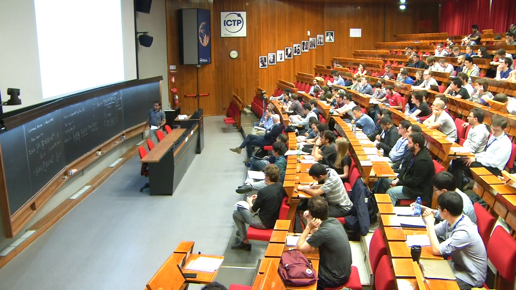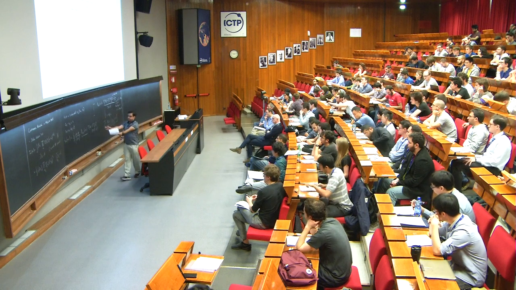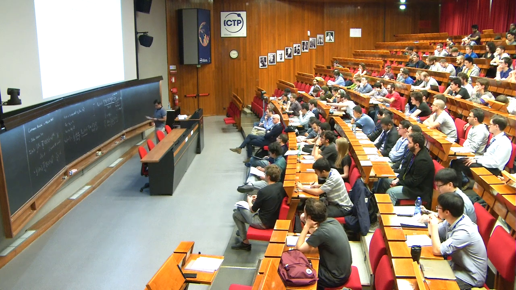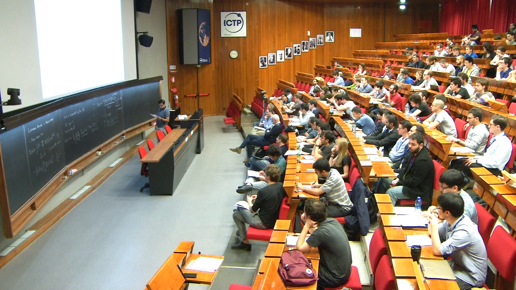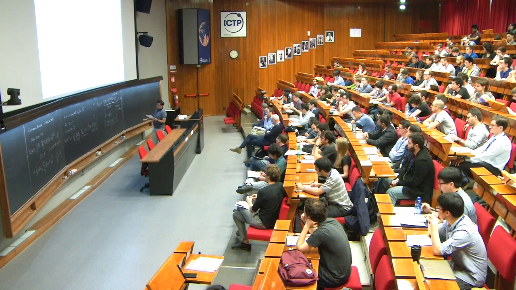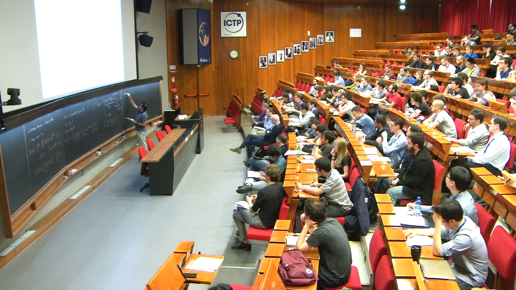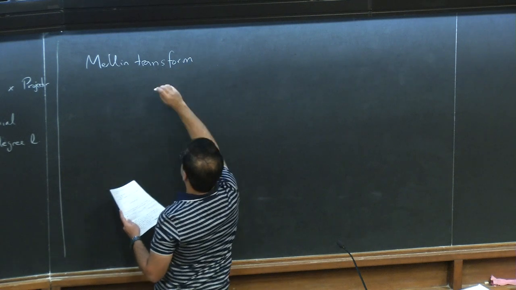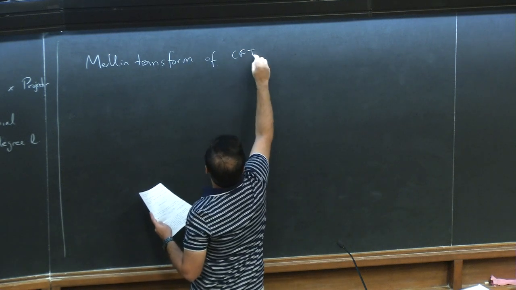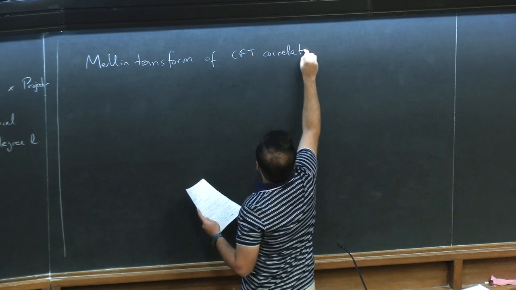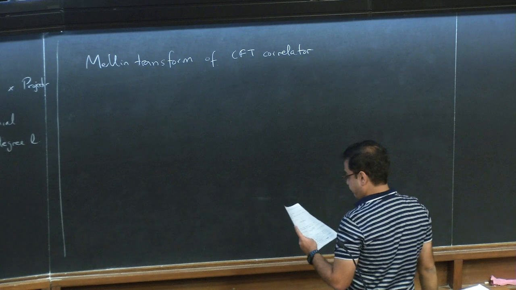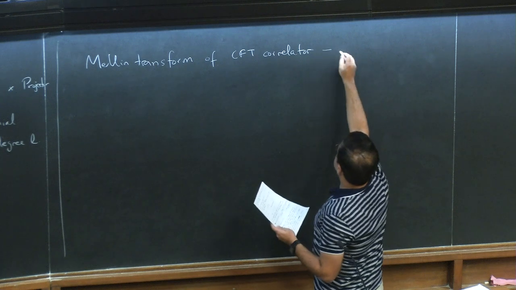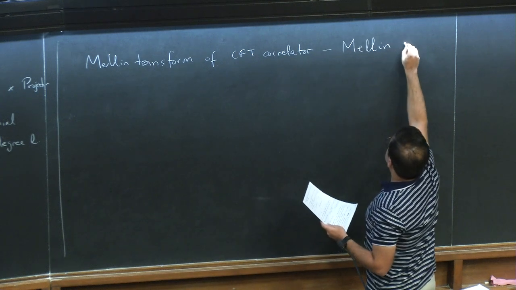Motivated by this structure, Mack, in 2009, proposed the Mellin transform of a CFT amplitude, the Mellin transform of a CFT correlator. He proposed that it's natural to think about the Mellin transform of a CFT correlator, leading to the definition of what is referred to as a Mellin amplitude.